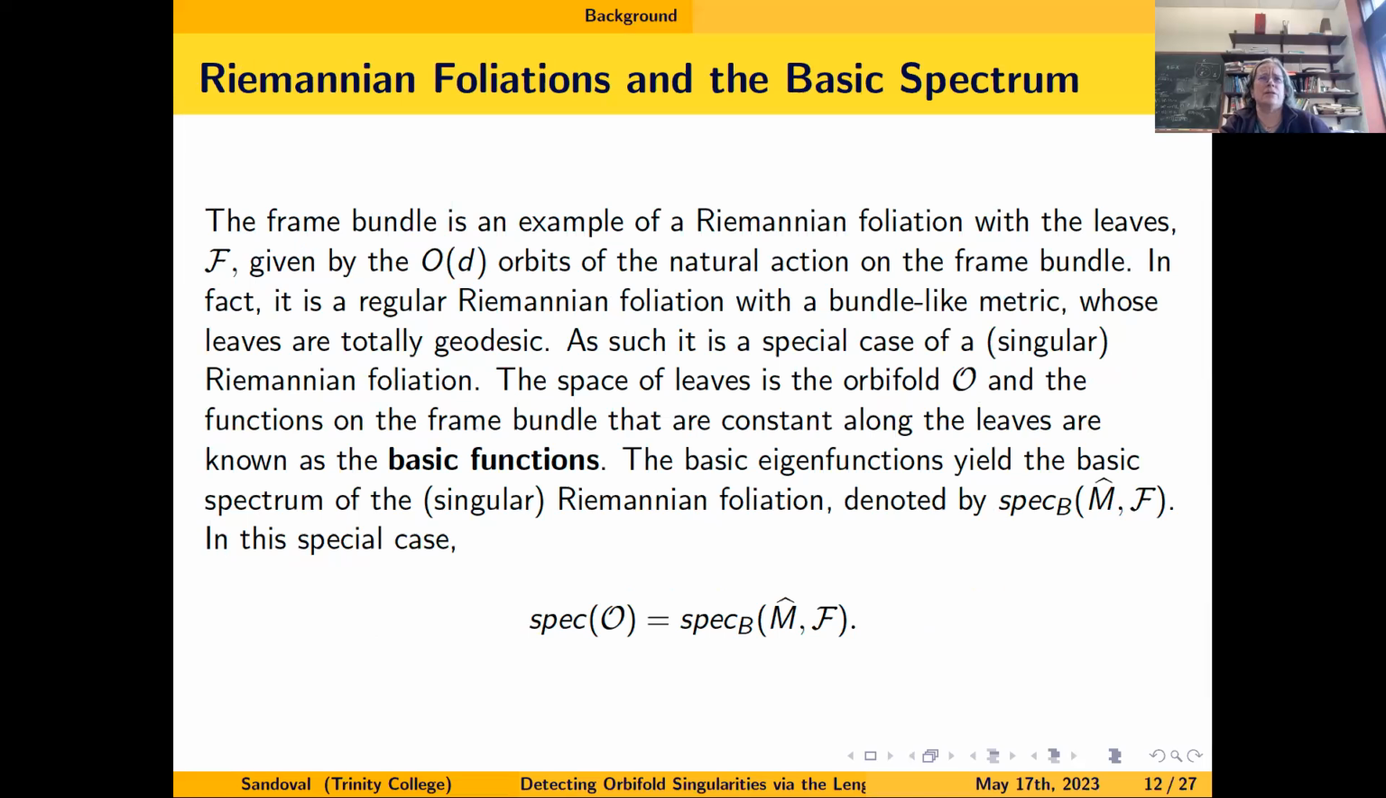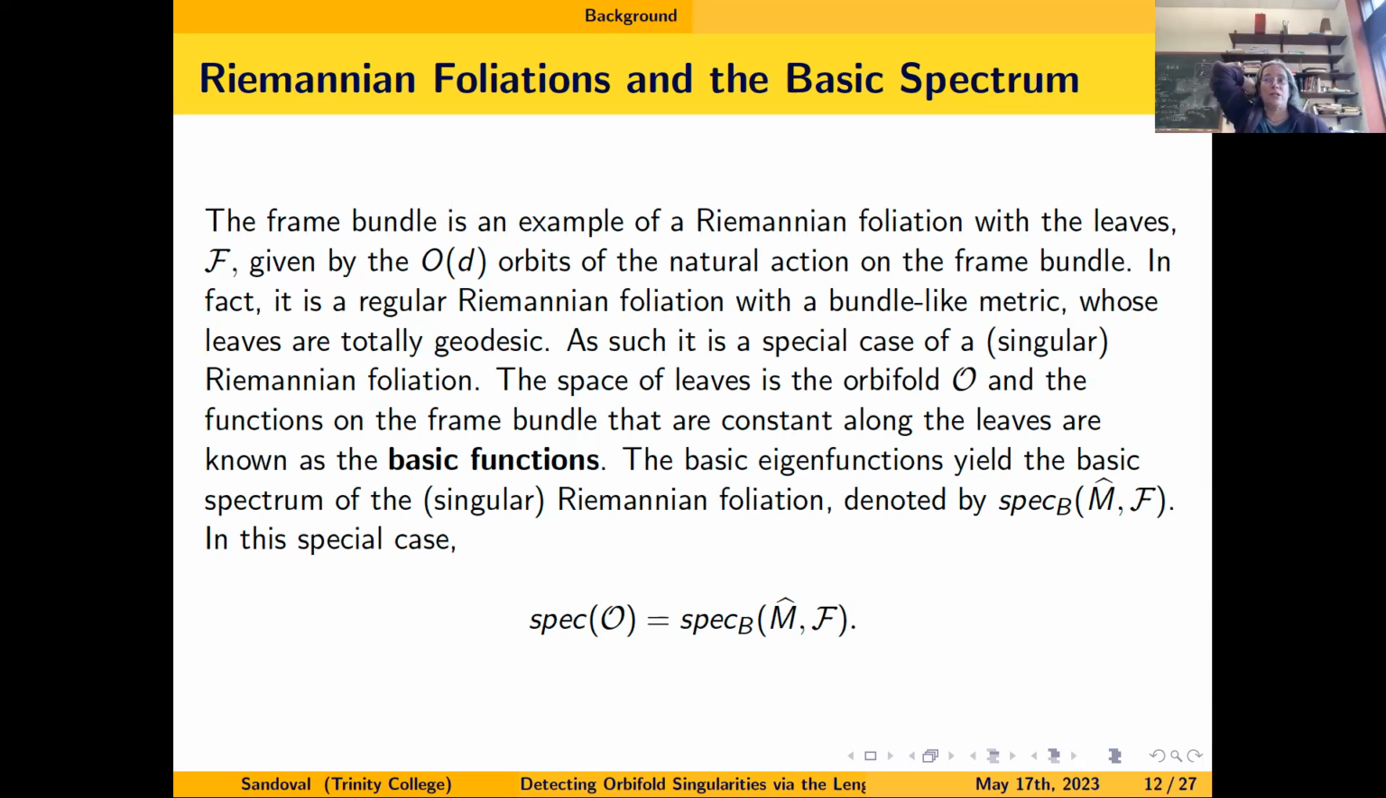In fact, it yields a regular Riemannian foliation, which means all the leaves have the same dimension, and the metric is said to be bundle-like. And the leaves are totally geodesic. And as such, it's sort of a special case of a singular Riemannian foliation. And I'm going to use some tools from that area, so that's why I mention it. The space of leaves is the orbifold O, and the functions on the frame bundle that are constant along those leaves are the basic functions, and those are just the lifts of functions from the orbifold itself.